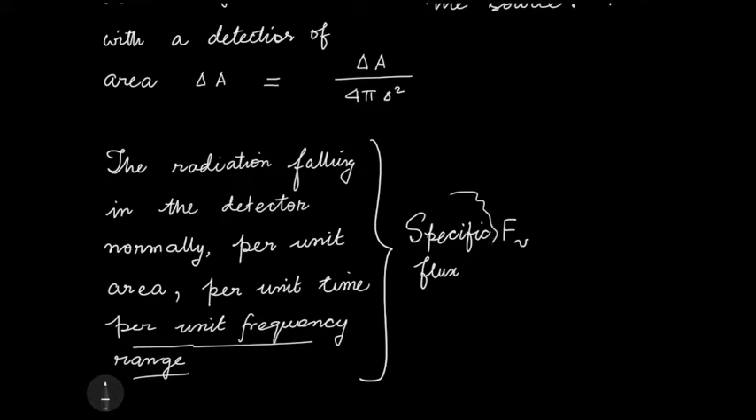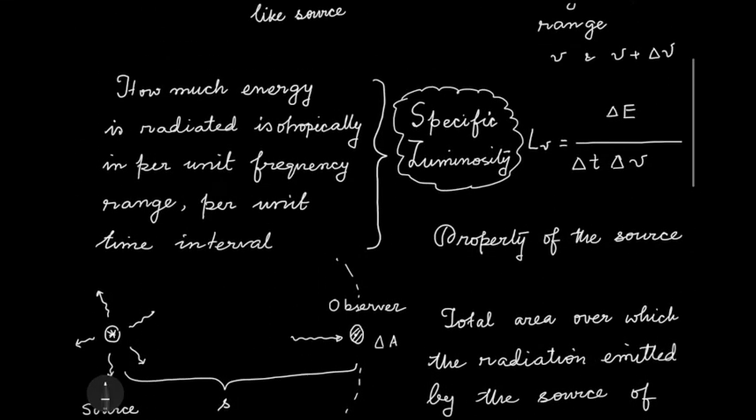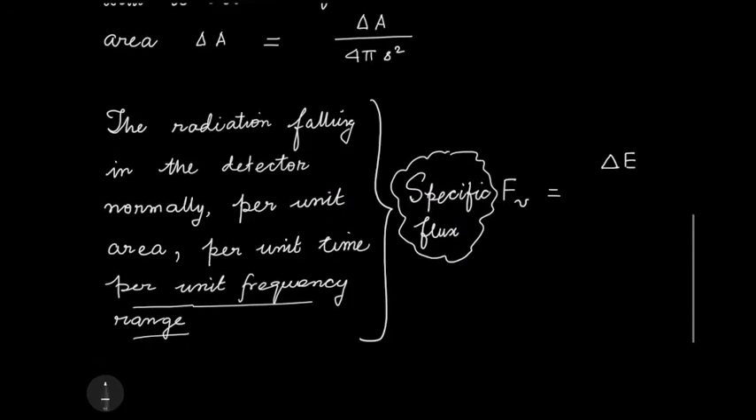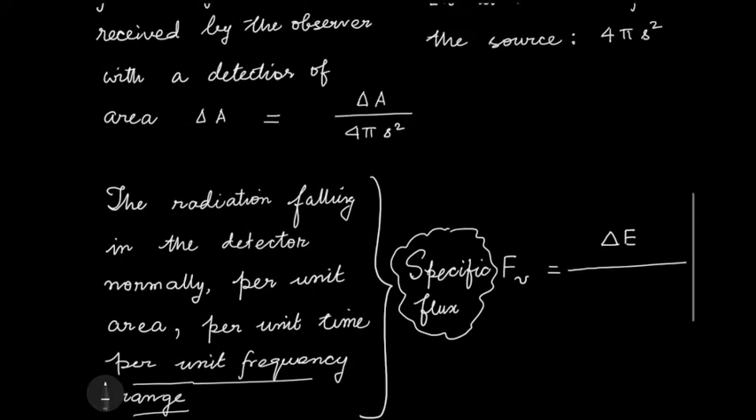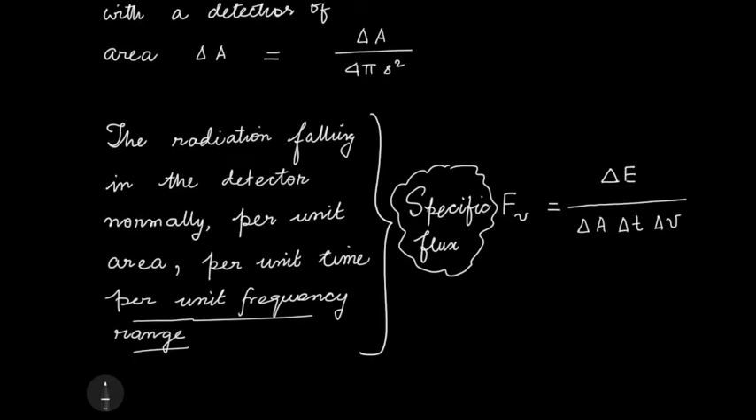It's written with F, and again suffix nu, the suffix is for the specific. And just to remind you, this is the radiation falling on the detector. Remember, I write delta E here and I also write delta E here. This delta E is the radiation emitted by the source, and this delta E is the radiation falling on the detector. And this will be, by definition, per unit area of the detector, per unit time, and per unit frequency range.